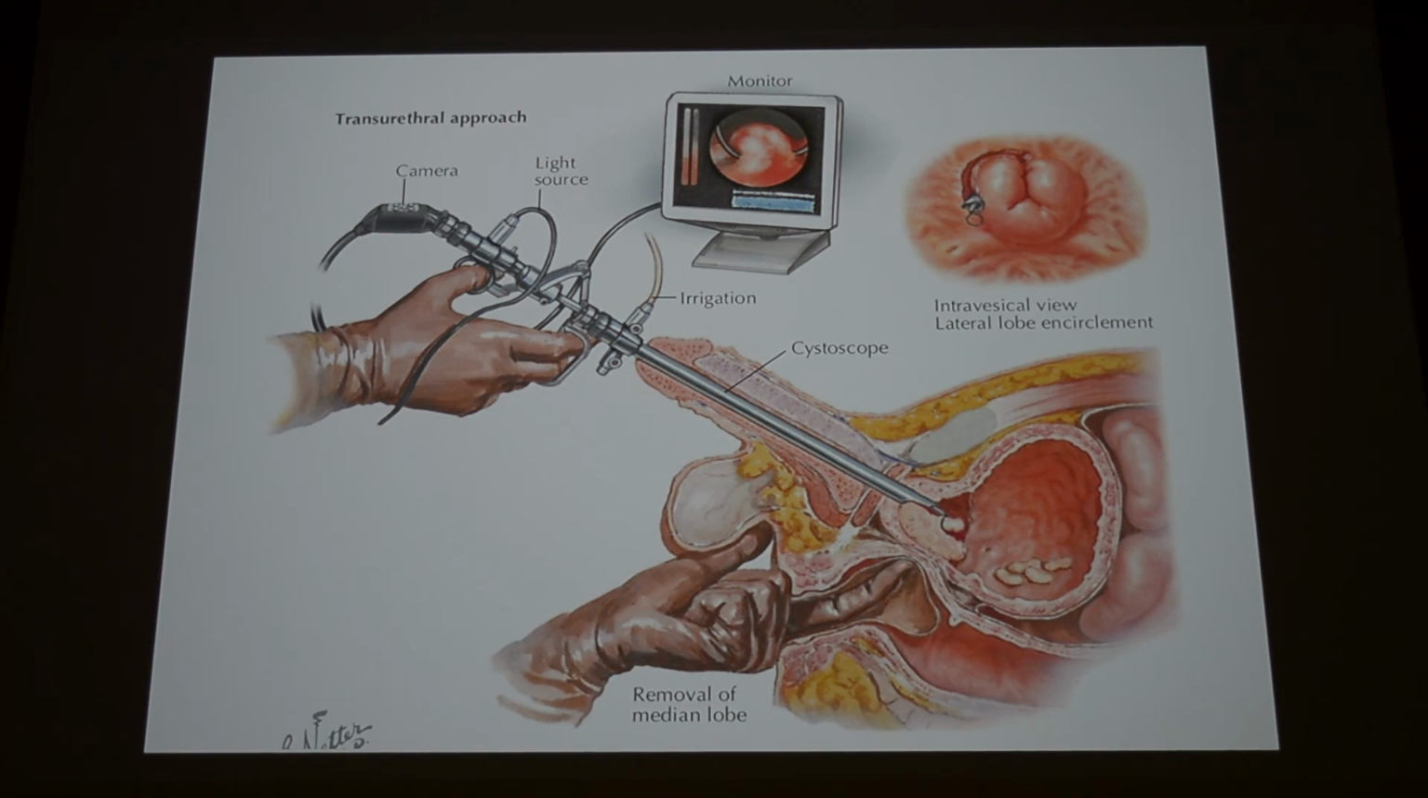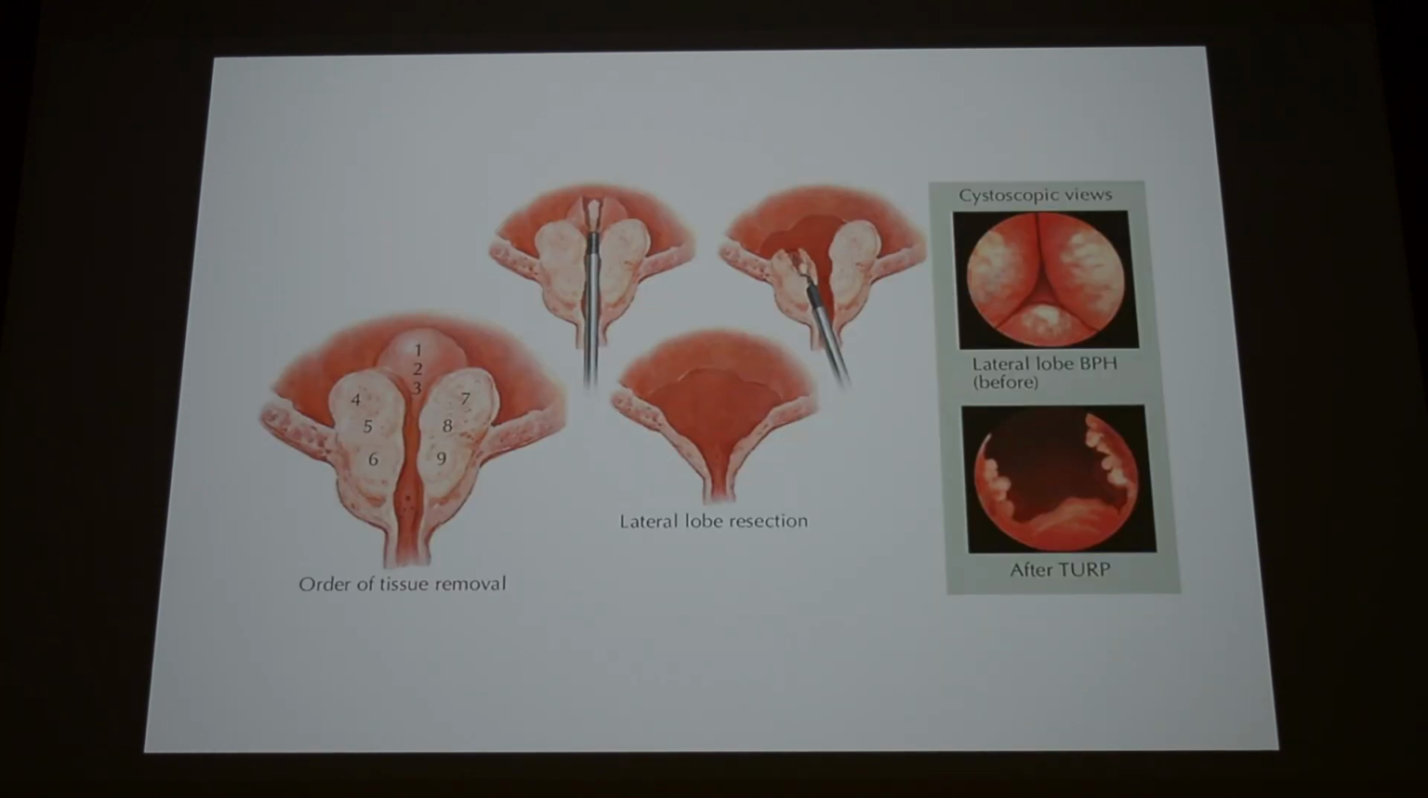Are we clear? So this is the transurethral resection of the prostate. And then you can see the different views, before your surgery and after your surgery. Do we need to remove the whole prostate? No, I think it's enough after TURP. And this is how we do the TURP.